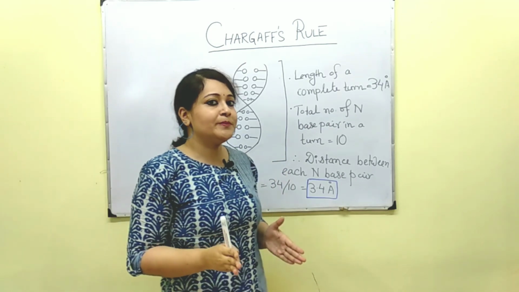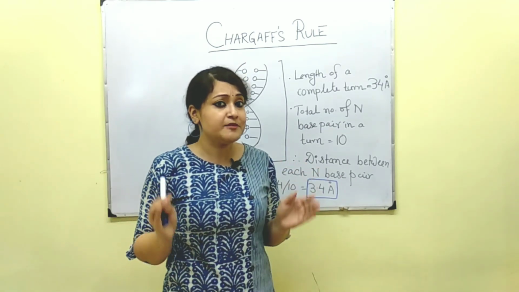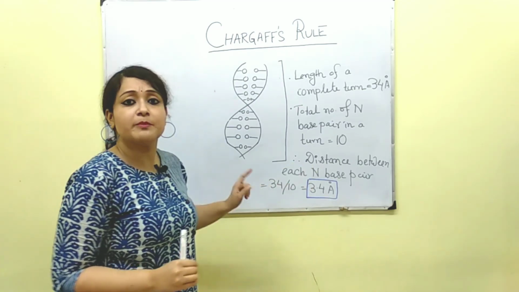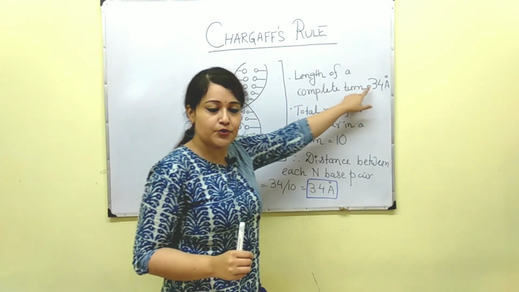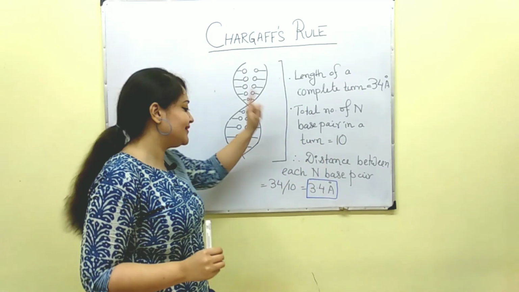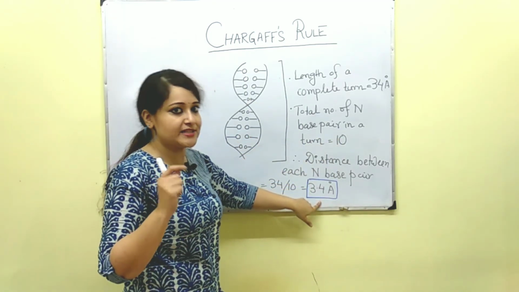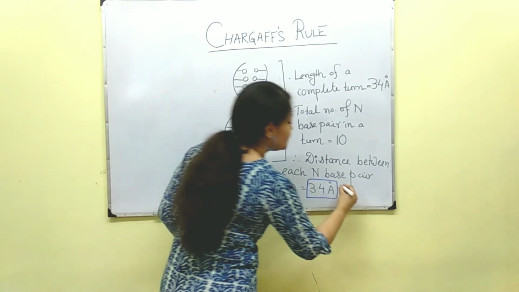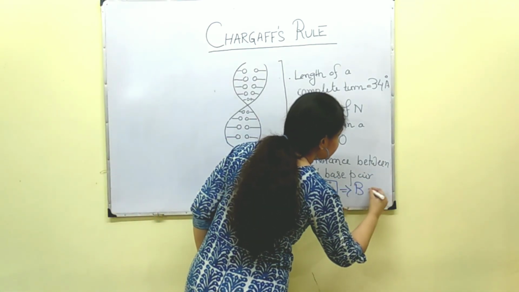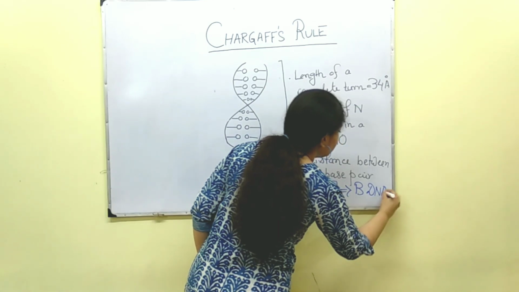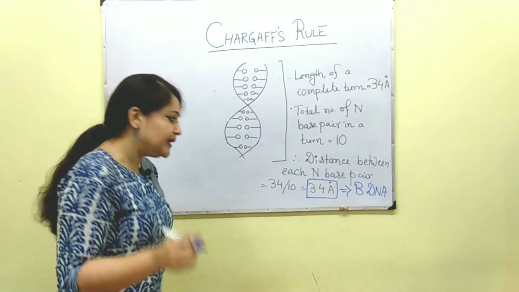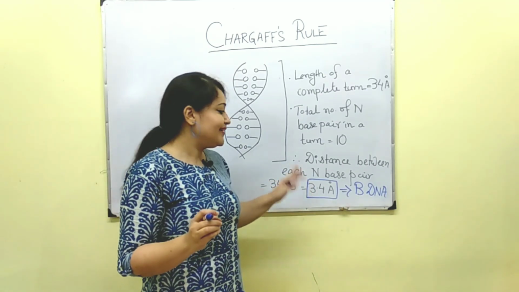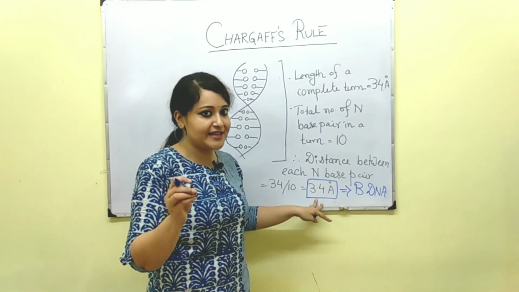Now if we assume that the bases are equally spaced, then the distance between each nitrogen base pair would be 34 angstrom divided by 10 base pairs, that is 3.4 angstrom. You need to memorize this, and remember, this is for B-DNA. Okay, here we are talking about B-DNA. So for B-DNA, the distance between each nitrogen base pair is 3.4 angstrom.